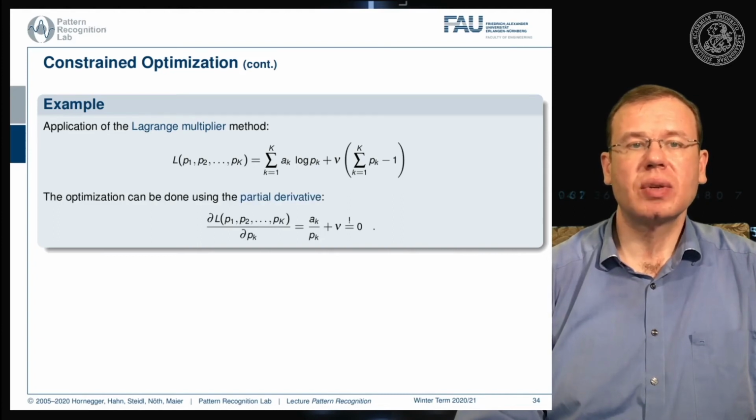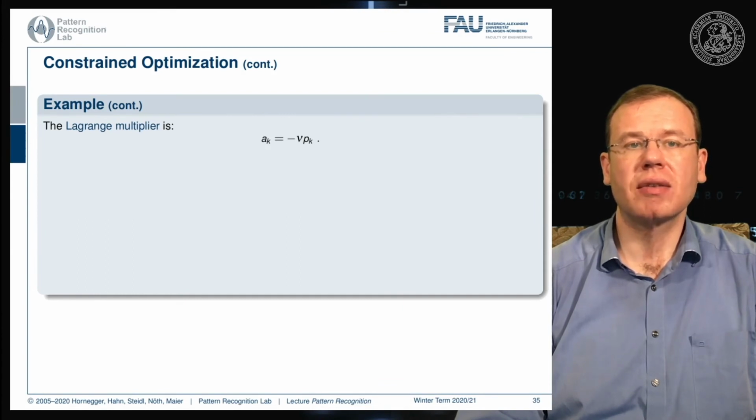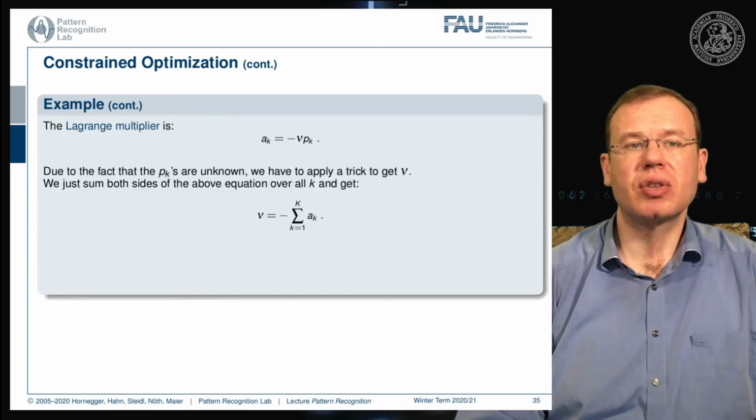Now we can use the partial derivative with respect to pk in order to solve this, and this then essentially leads to a_k over p_k plus the Lagrange multiplier needs to equal 0. If we do that, we can rewrite it in the following form. So a_k equals the negative Lagrange multiplier times the p_k. Now we can use a trick.